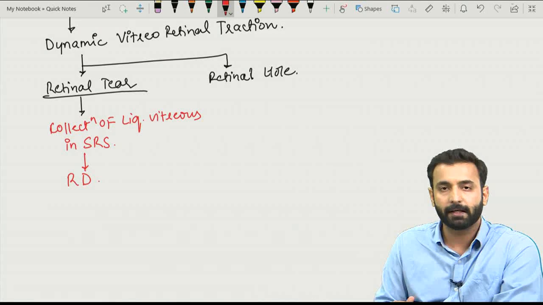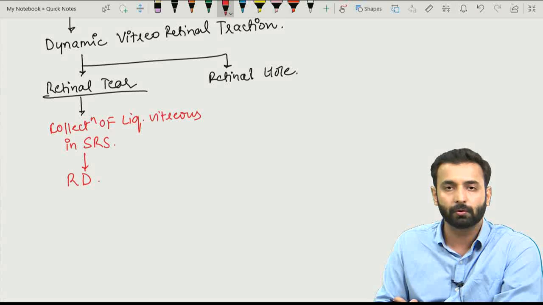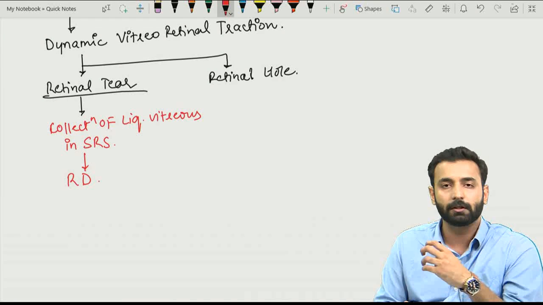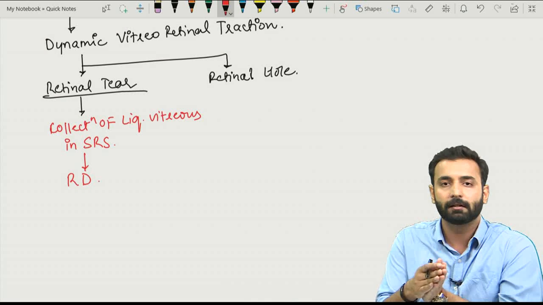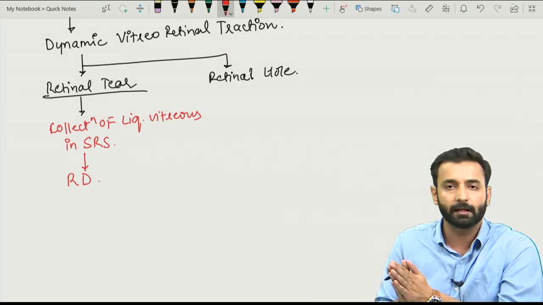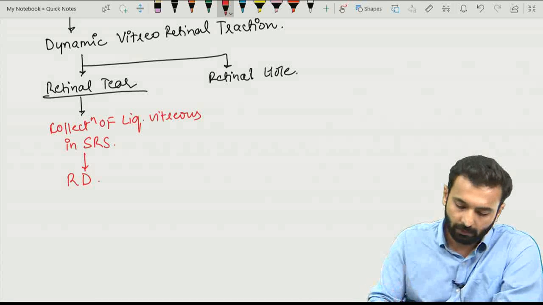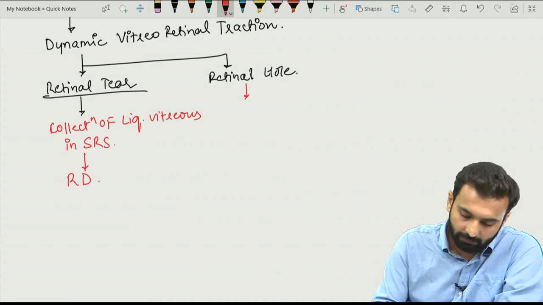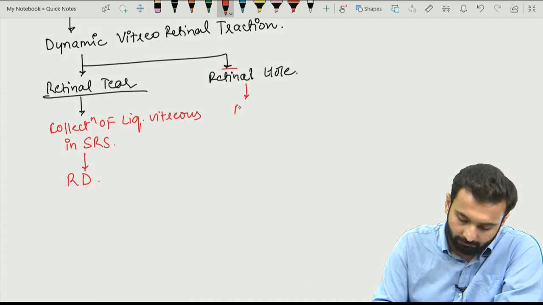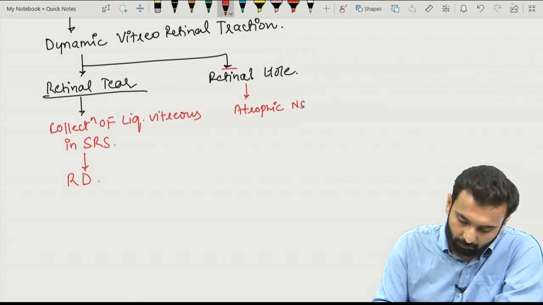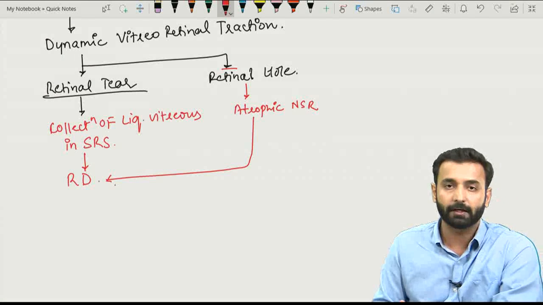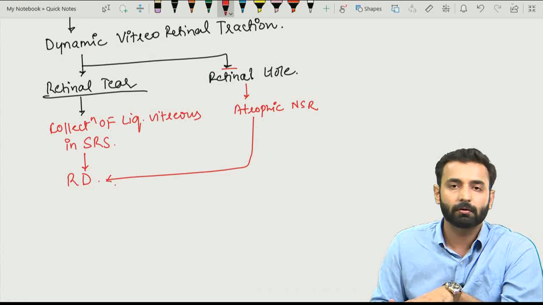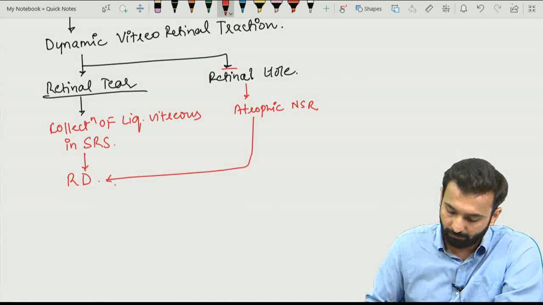So what is retinal detachment? You should know: it is the separation of the neurosensory retina from the retinal pigment epithelium, which leads to collection of fluid in the subretinal space. And a retinal hole, which occurs because of atrophic neurosensory retina, can also lead to retinal detachment. So this is all about retinal tear that you should keep in mind.